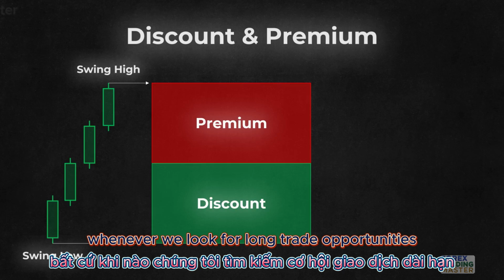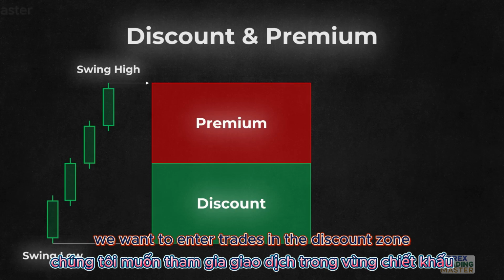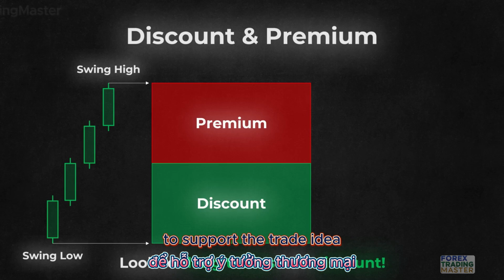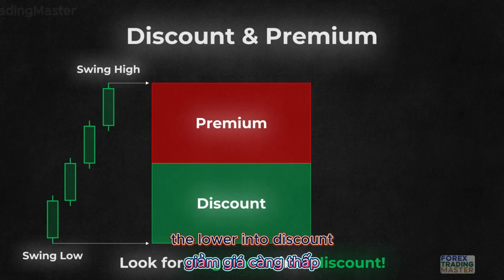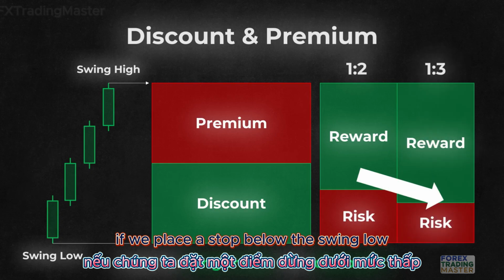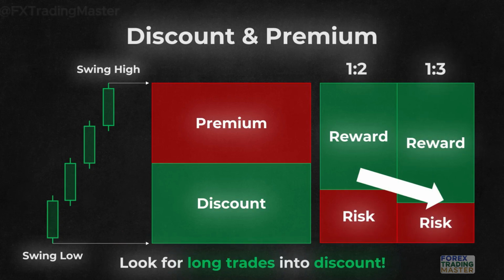Whenever we look for long trade opportunities, we want to enter trades in the discount zone, assuming there are other elements to support the trade idea. The lower into discount, the greater the risk-reward ratio, if we place a stop below the swing low and a target at the swing high.